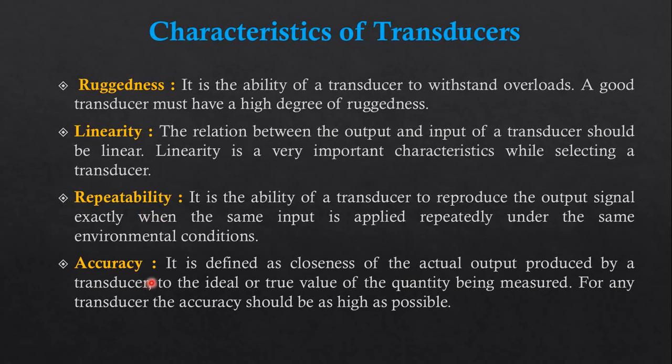Then after that, accuracy. We all know about accuracy. It is defined as the closeness of the actual output produced by a transducer to the ideal or true value of the quantity being measured. So if we are measuring 5 ampere, our output reading needs to be near the 5 ampere, that is the true value, right? So our output needs to be 4.9 or 5.1, that is near to 5 ampere. So it is called an accurate reading. For any transducer, the accuracy should be as high as possible.